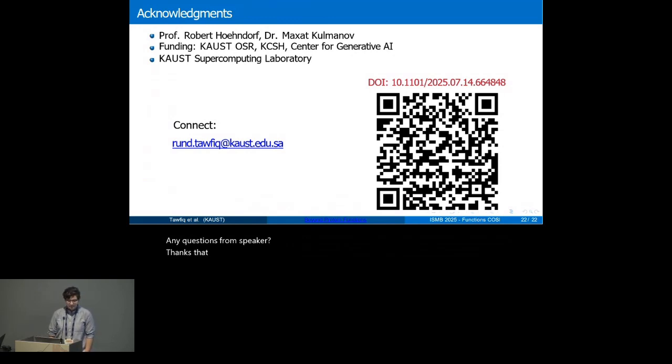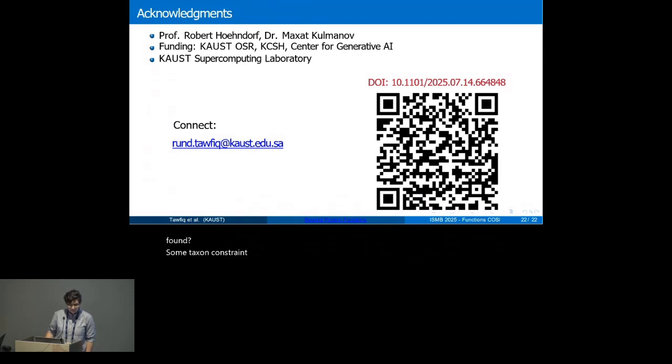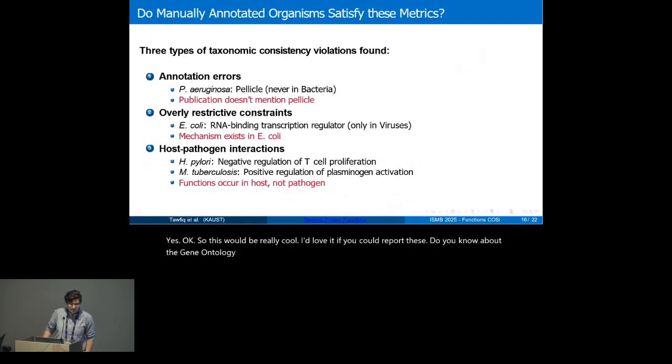Thanks. That was a really nice and very well-reasoned talk. I really enjoyed it. It's really nice to start going towards the systems perspective. So I had a specific question. Did I understand correctly that you found some taxon constraint violations in the GOA knowledge base? Yes. Okay, so I'd love it if you could report these. Do you know about the Gene Ontology GitHub repository?